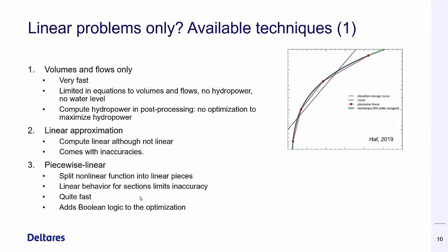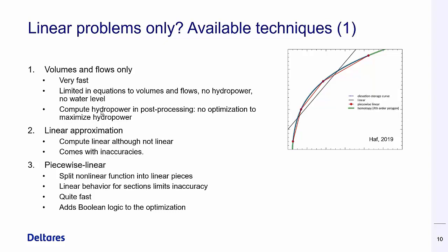All right. So already mentioned, what can we do? It's not really a linear problem, but we can make it linear because we can choose to work with volumes and flows only. This is very fast, very safe, but it's limited to equations that contain volume and flows. No hydropower, no water level.